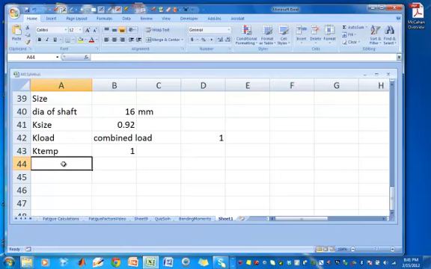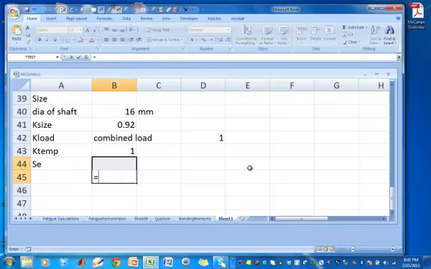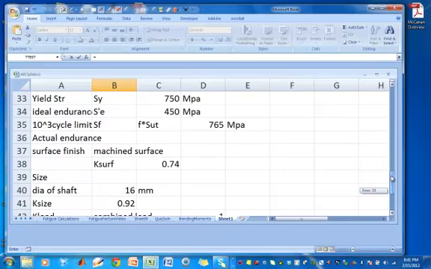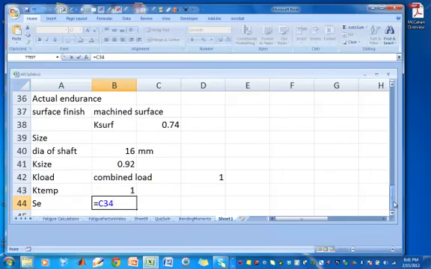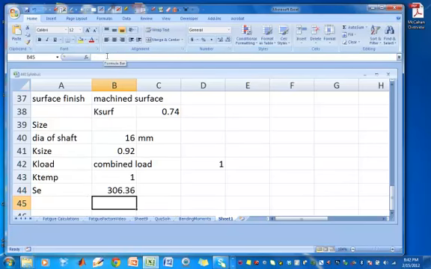And so our total SE is going to be equal to, let's see, that times 0.74 times 0.92, that's about 306. There, that's the endurance limit.